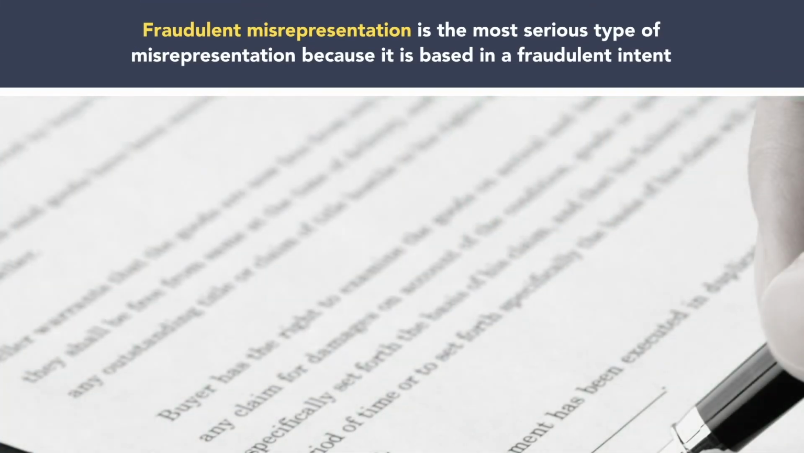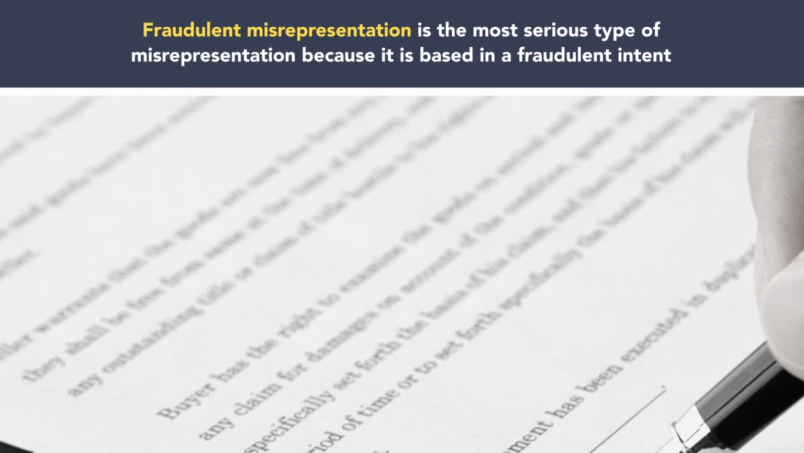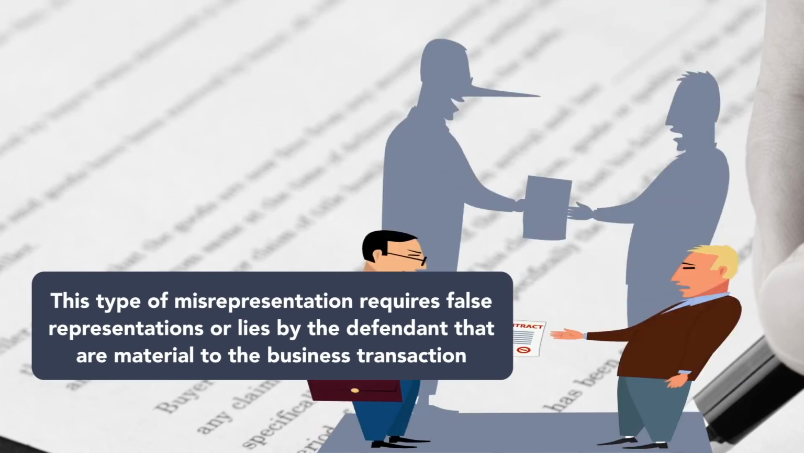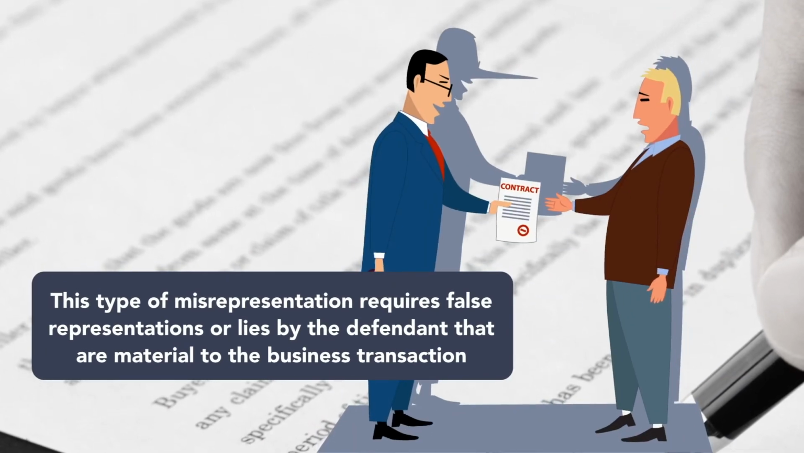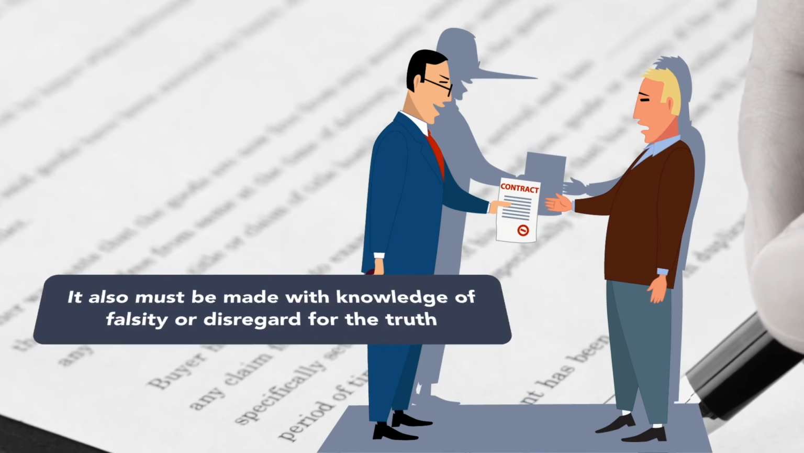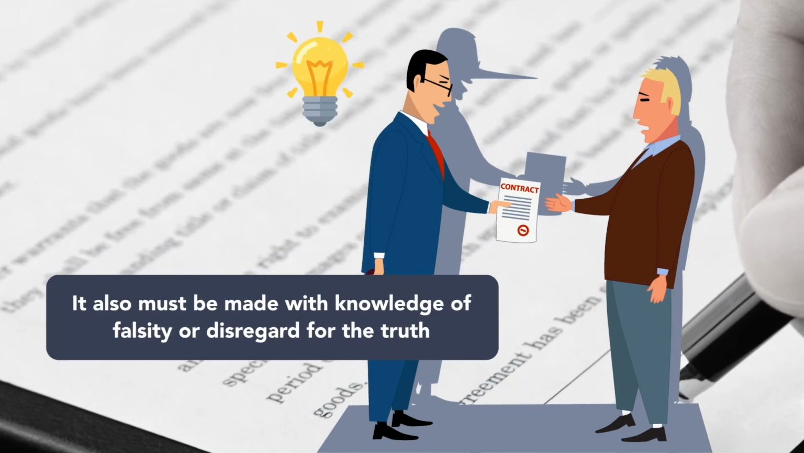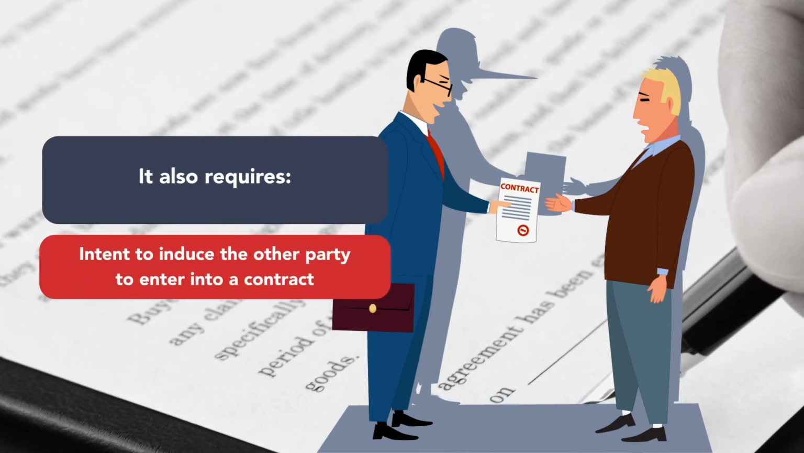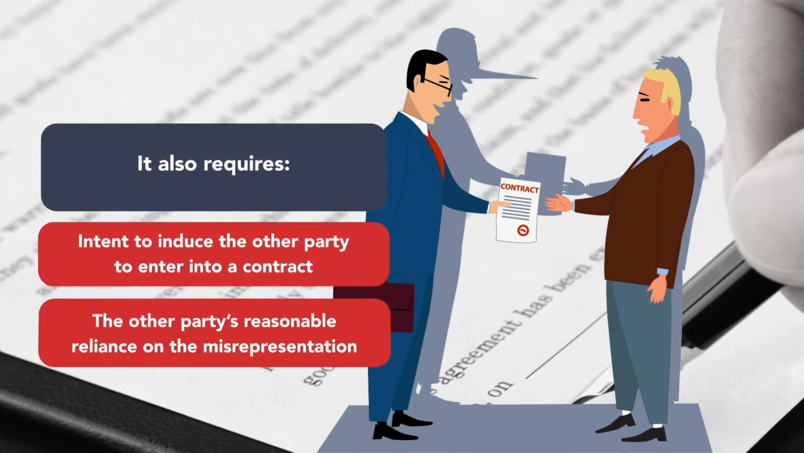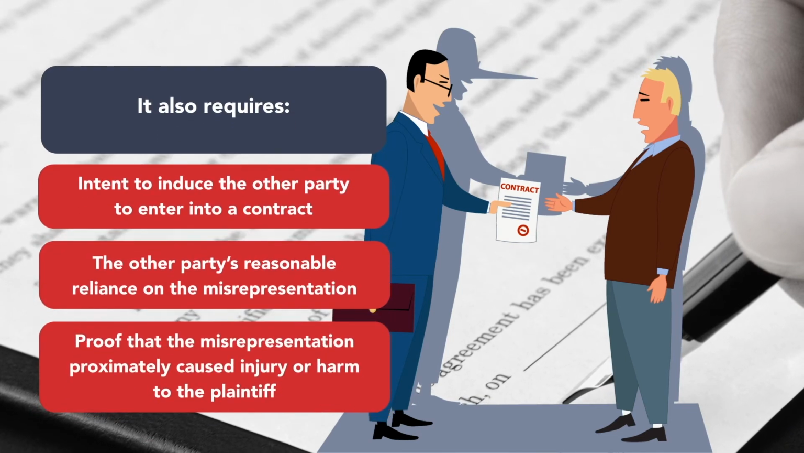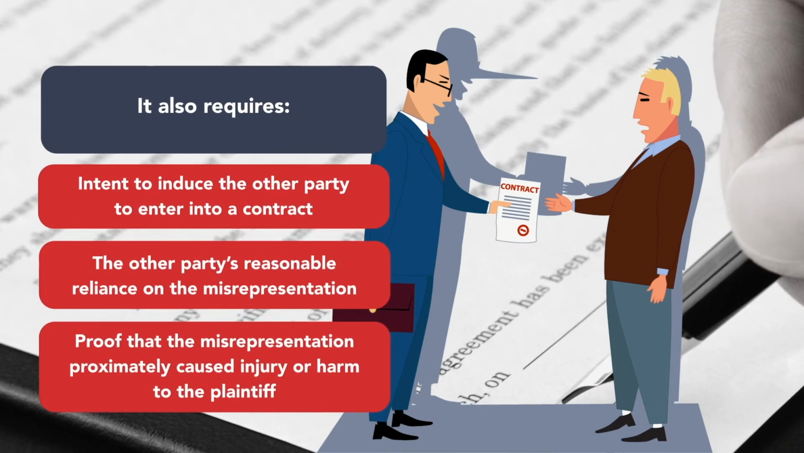Fraudulent misrepresentation is the most serious type of misrepresentation because it is based in a fraudulent intent. This type of misrepresentation requires false representations or lies by the defendant that are material to the business transaction. It also must be made with knowledge of falsity or disregard for the truth. It also requires intent to induce the other party to enter into a contract, the other party's reasonable reliance on the misrepresentation, and proof that the misrepresentation proximately caused injury or harm to the plaintiff.